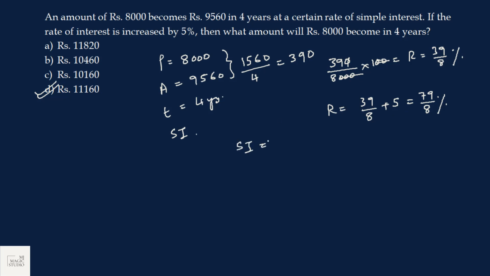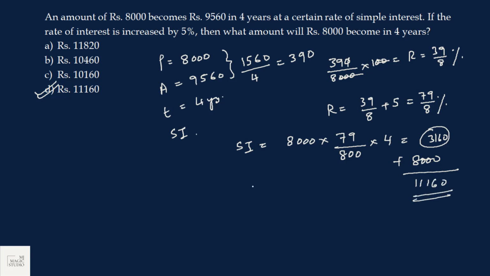New rate percent is this. You can find the simple interest for 4 years: 8,000 into R by 100 into 4. Whatever you get, add 8,000 to it. What we are getting is 3160. 11,160 will be the new amount. That is in option D.